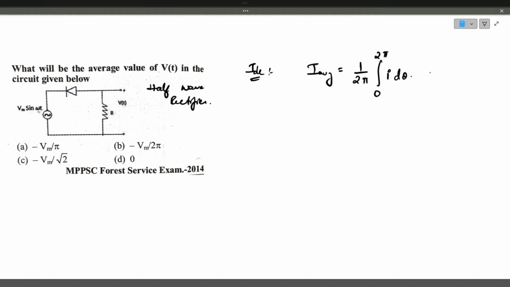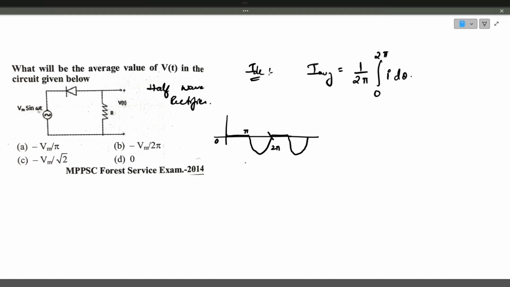This is nothing but the average value, the total charge per cycle divided by the time period. The time period is 2 pi here. For the half wave rectifier here, the diode is in the reverse direction. So we have to consider that during the positive half cycle the diode is off, and during the negative half cycle the diode conducts. The overall time period will be 2 pi, 0 to 2 pi.